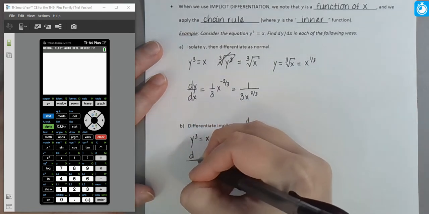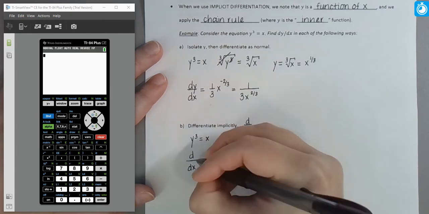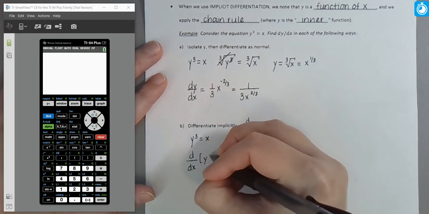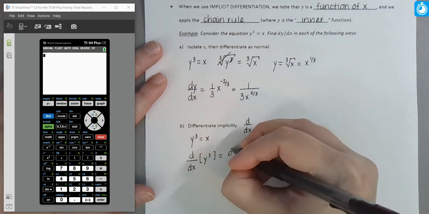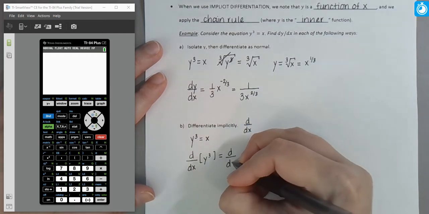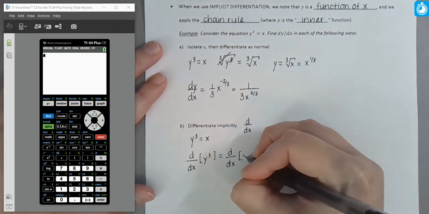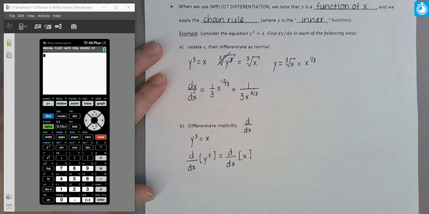So I want to take the derivative with respect to x of the left-hand side of the equation, which is y cubed, and then I also want to take the derivative with respect to x of the right-hand side of the equation, which is just x.